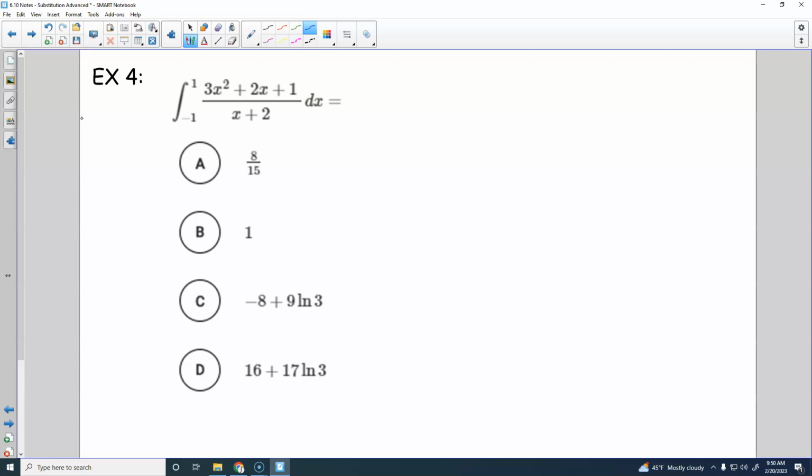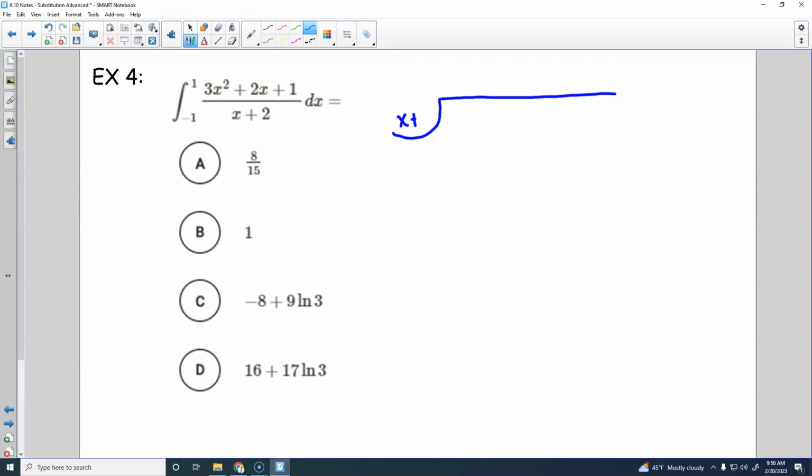If you try u-substitution on this, it's not going to work, because if you use the denominator, your dx is just 1, and you have all that stuff on the top. If you have 3x squared plus 2x plus 1 as your u, then your derivative is 6x plus 2, and you don't have that anywhere. So we're going to do long division on this one.